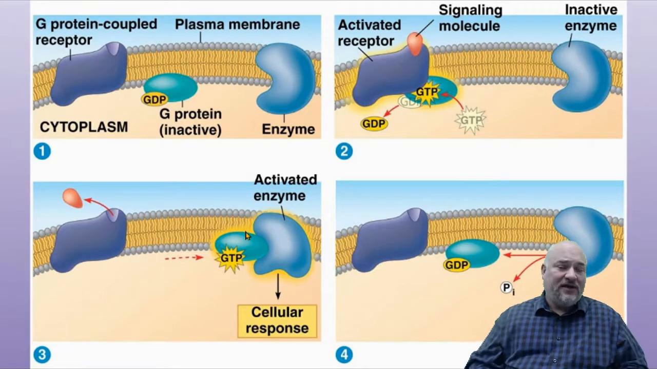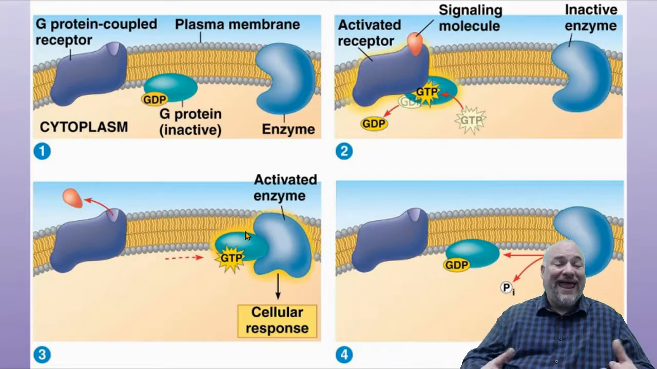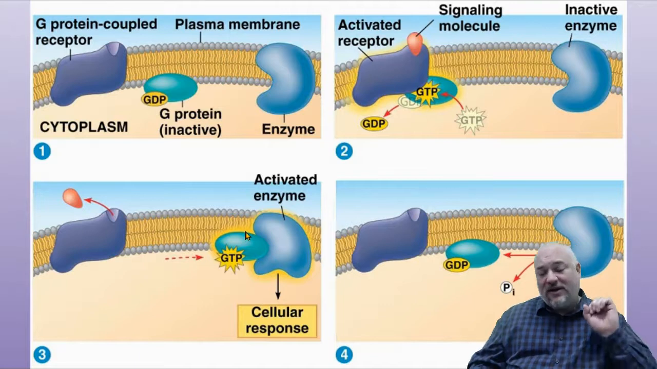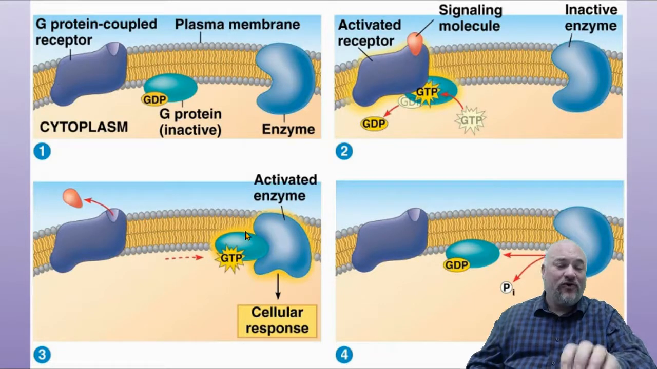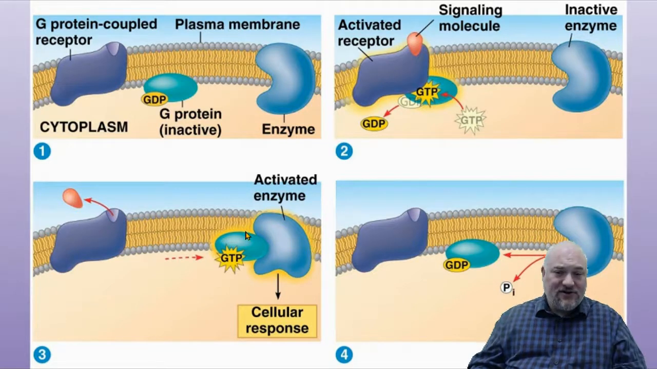That's one thing that's key in all these transduction pathways that we're going to be talking about: you've got to have a way to end them. You want to be able to send them, but you don't want them to get stuck in that on position. You've got to be able to reverse it and end the signal so you can stop whatever reaction it was.